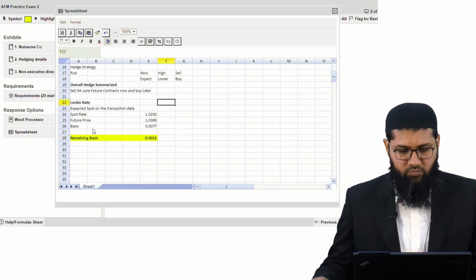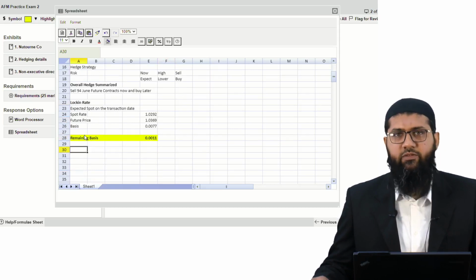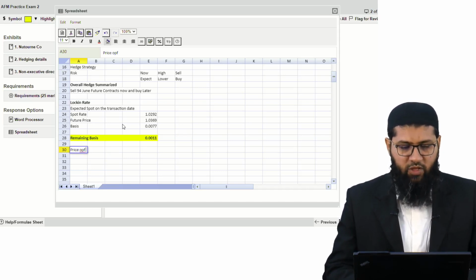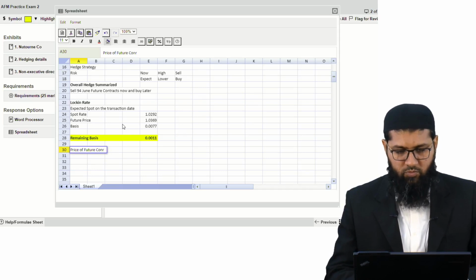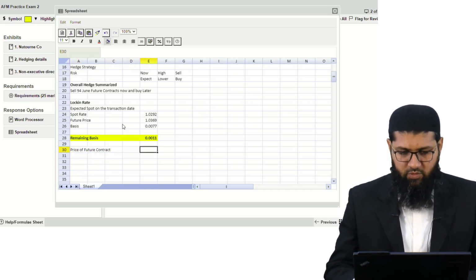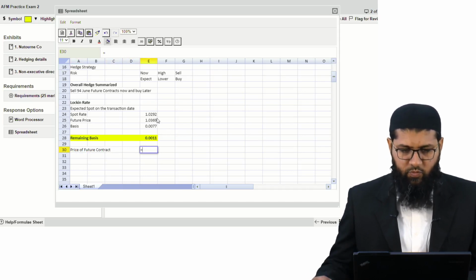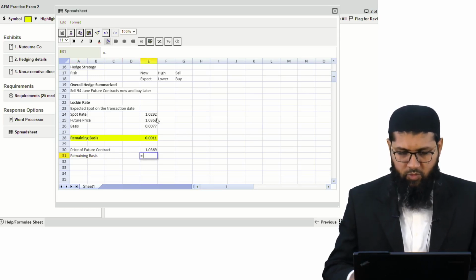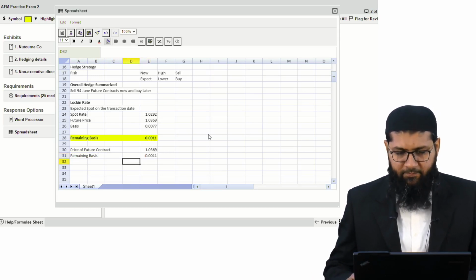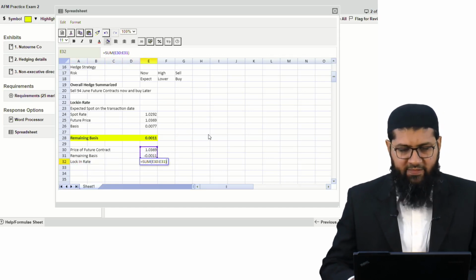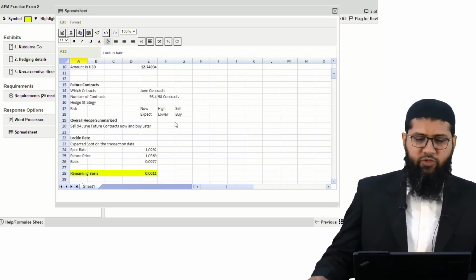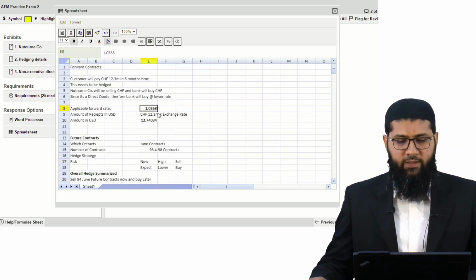Now what next is there? The next situation is, we are doing the lock-in rate calculation. So the price of future contract is 1.0369. The remaining basis is going to be deducted, hence the lock-in rate is going to be like this, 1.0358. Okay, if you just try to see, this forward rate is also the same.